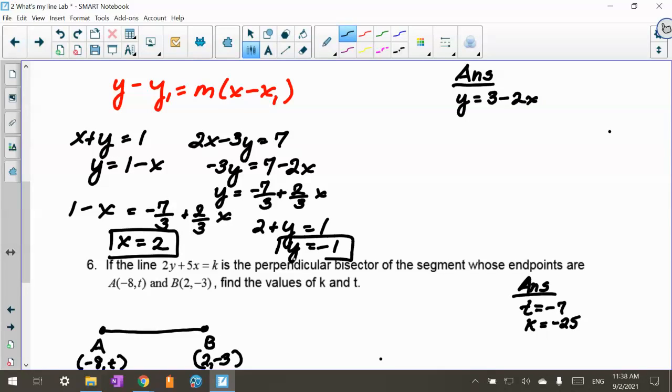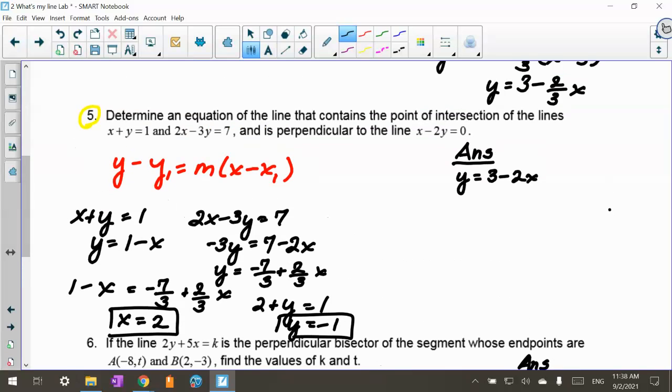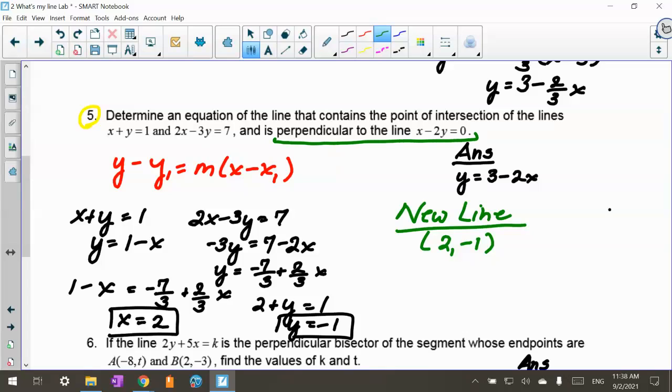So now the point that I have for my new line, I know has the point 2, -1. I just found it because that's the intersection. Now you continue on because I gave you this hint here, and it's perpendicular to this. Find the slope and then do the negative reciprocal and put it in your equation. You should end up with this. So I got a good start. Go ahead and work on it and finish it.